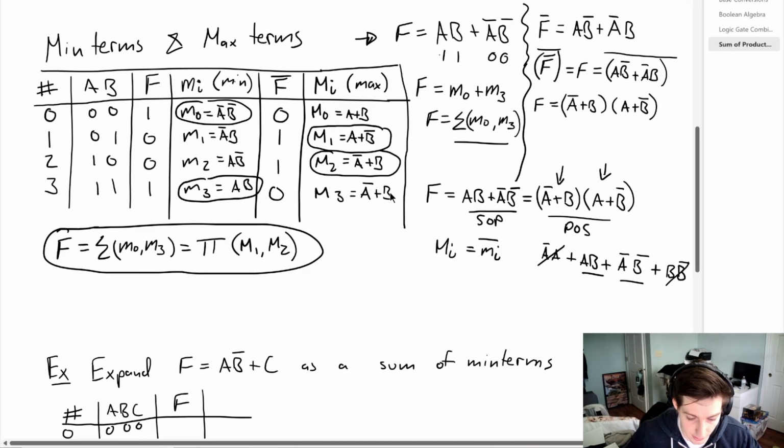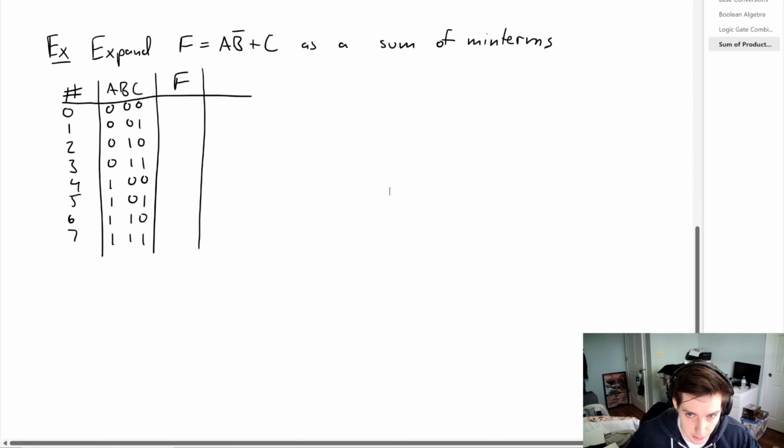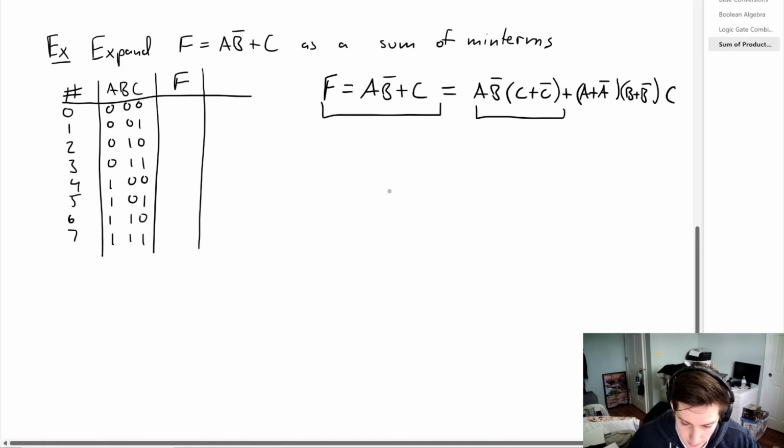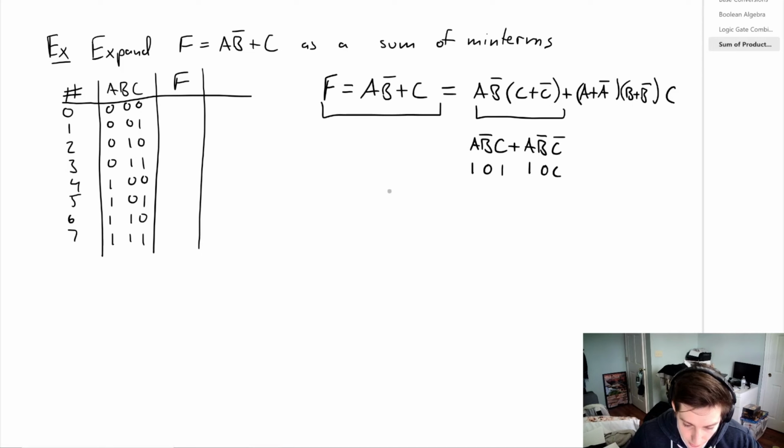Now we're going to look at an example where we start to use everything that we've learned and we employ some tricks. And to do that, we want to expand the function f equal to a b bar plus c as a sum of minterms. Now there's a few things you could do to look at this function, but it's time for shortcuts. And looking at this first term, if we expand that, we would get a b bar c plus a b bar c bar. So we know that this would correspond to 1, 0, 1, and 1, 0, 0. So we know we're going to have a 1 here and a 1 here.